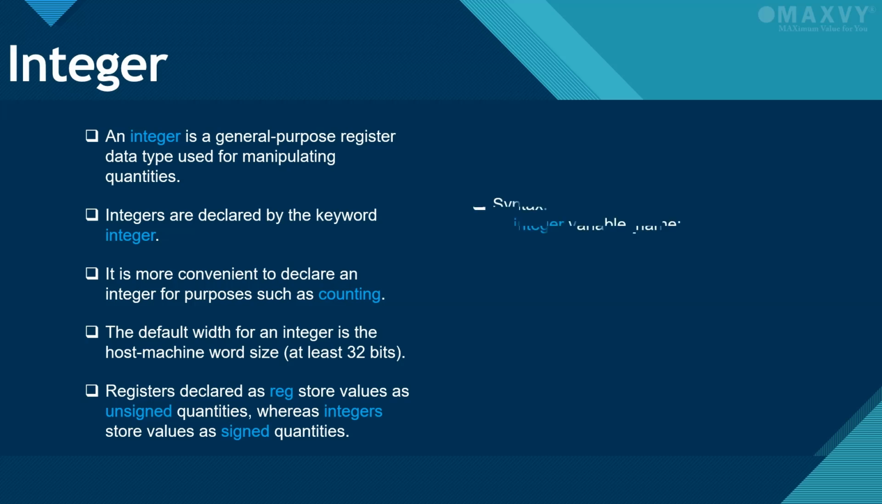The syntax for declaring an integer is straightforward: integer variable name. This simplicity makes it easier to declare and use integers in your Verilog code. For example, to declare an integer variable named count, you would write integer count, and this declares count as an integer.